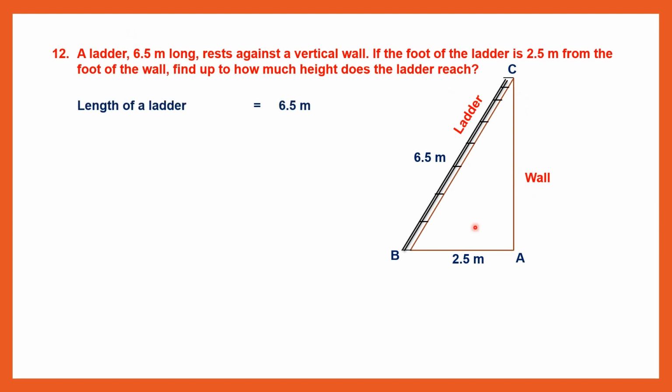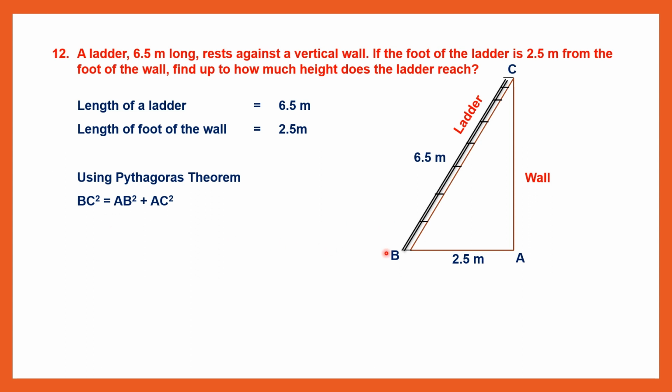So the length of the ladder is 6.5 meters. The distance of the foot of the ladder from the foot of the wall is 2.5 meters. Now we are going to use the Pythagoras theorem because here this is 90 degrees, the foot of the wall here, and the side that is opposite that is the hypotenuse. So we can use the Pythagoras theorem.